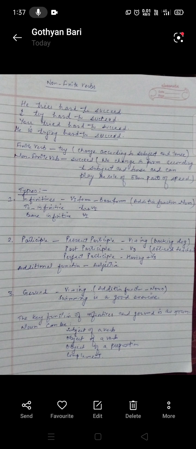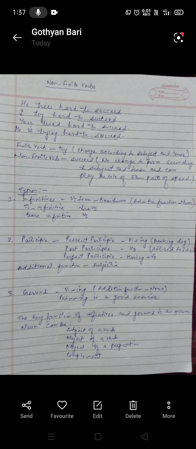For example, we have seen the sentence, He tries hard to succeed. In this sentence, to succeed is functioning as an object of the verb try. We have other examples: To err is human. To find faults with others is easy. Here, the to-infinitive to find faults is functioning as the subject. So infinitives are base forms of verbs functioning as nouns.